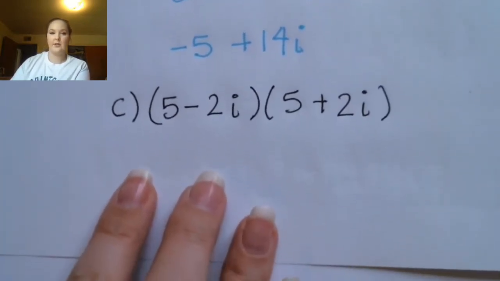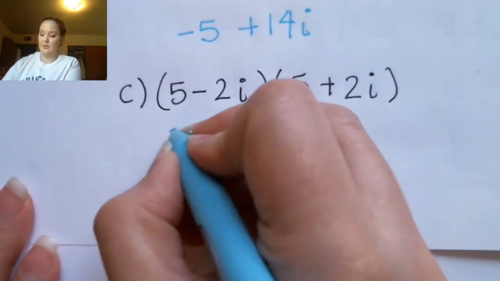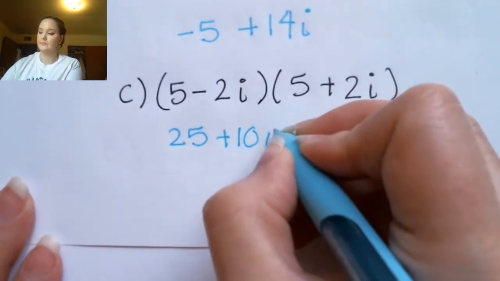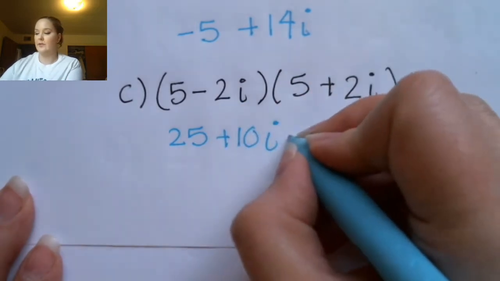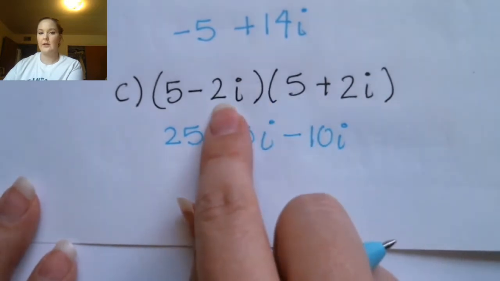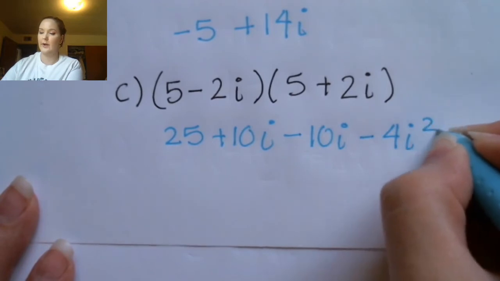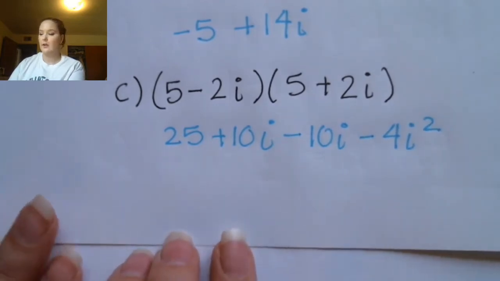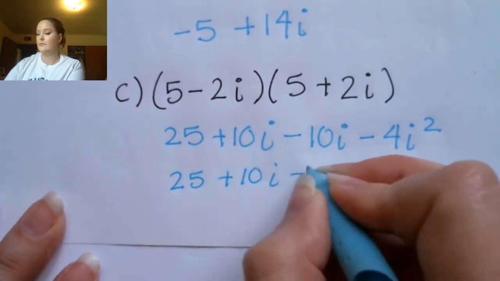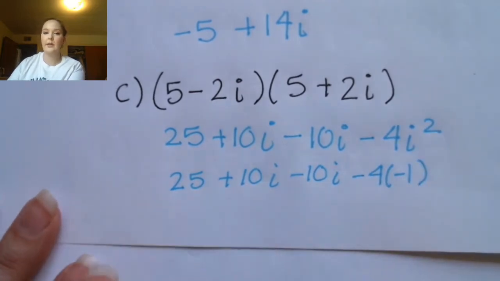Okay, so I'm going to start the same way by distributing. So 5 times 5 is 25. 5 times 2i is 10i. -2i times 5 is -10i. And -2i times 2i is -4i squared. Okay, now I'm going to replace i squared with -1. And I'm going to combine my like terms.